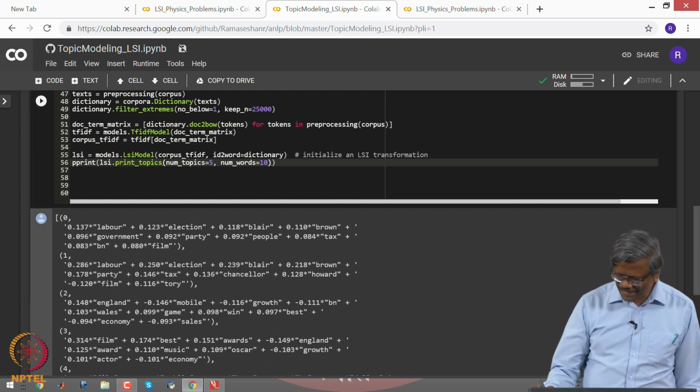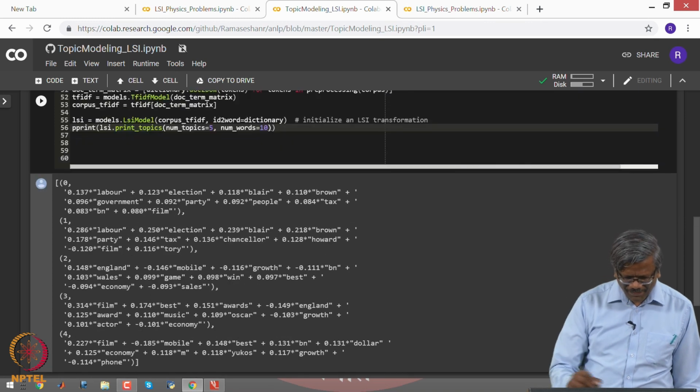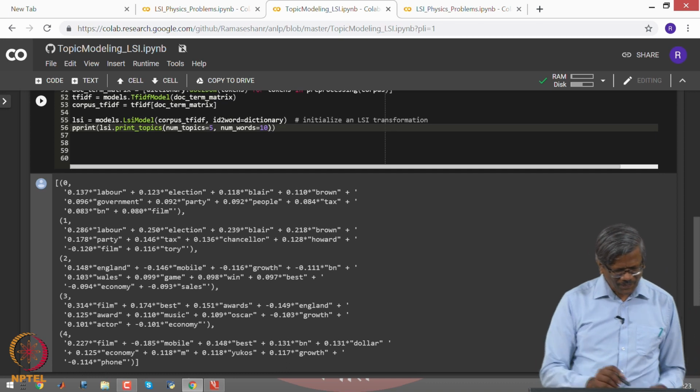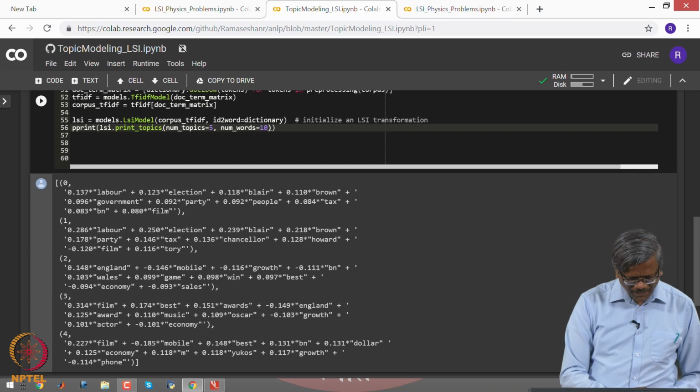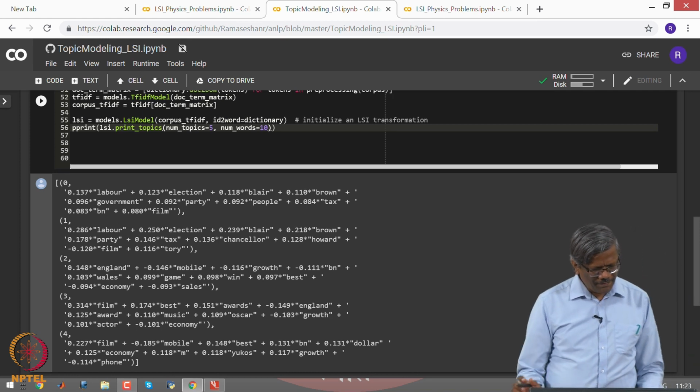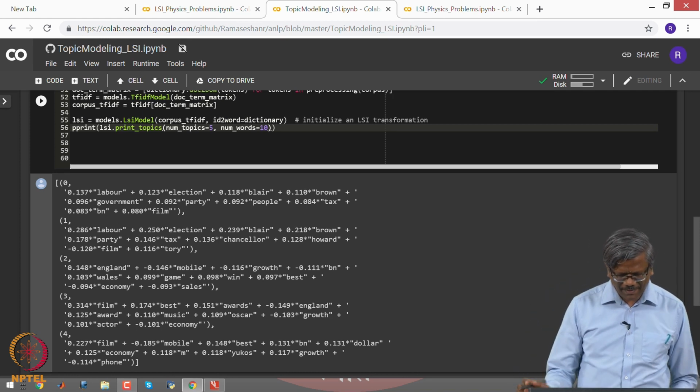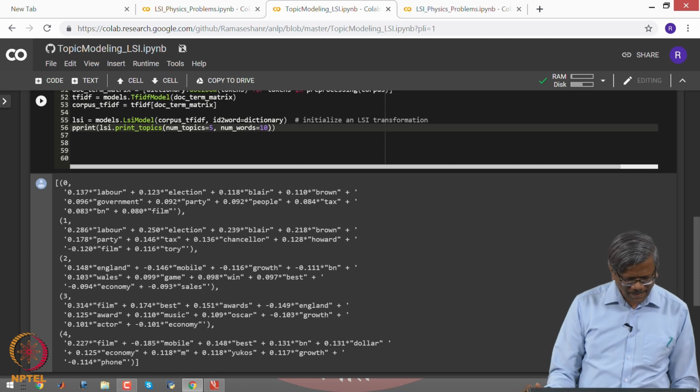The third one, again the first two are not very clear in terms of identifying which class they really belong to. Look at the third one. We just look at only the positive ones in terms of the weights. England, Wales, game, win, best, right? So game and win, England, Wales, maybe it's sounding like sports.